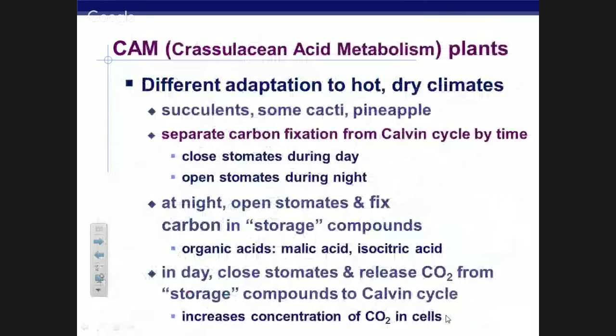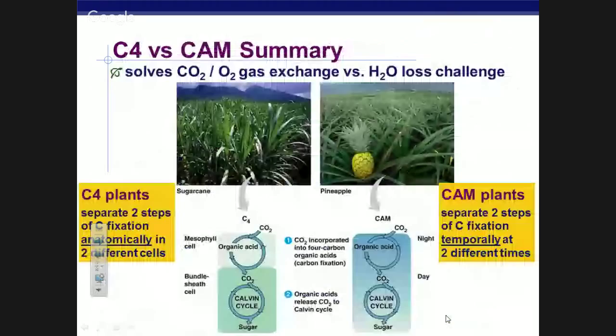CAM plants are different. CAM plants, I'm just going to talk about it. This PowerPoint should be in the Dropbox. It is not.